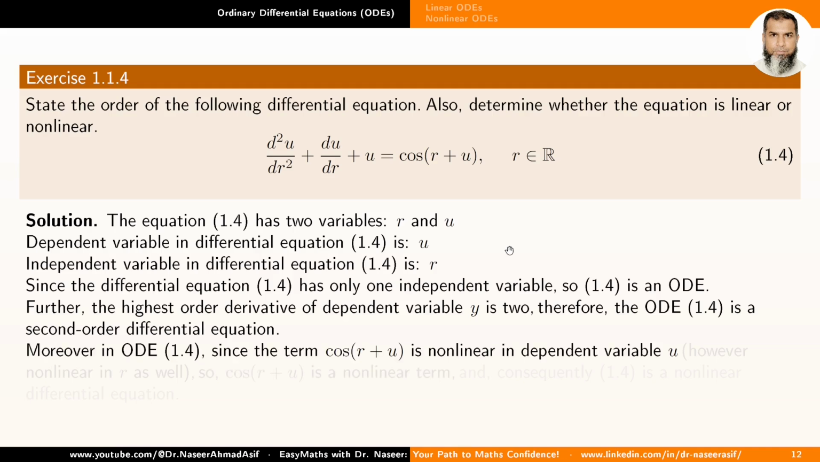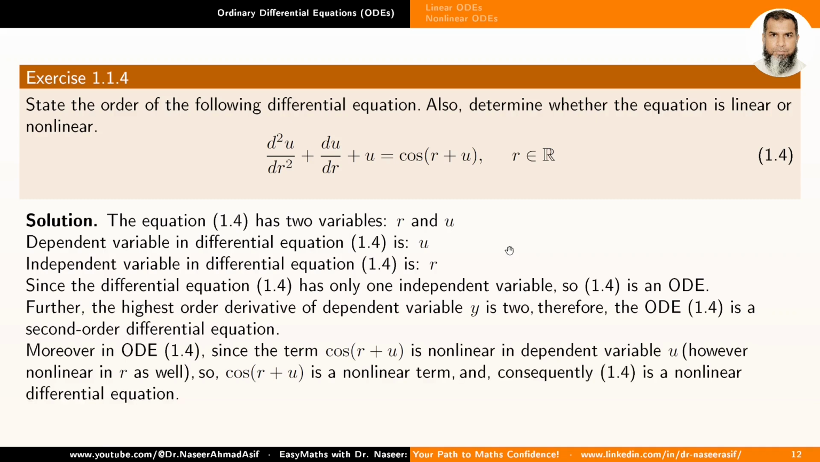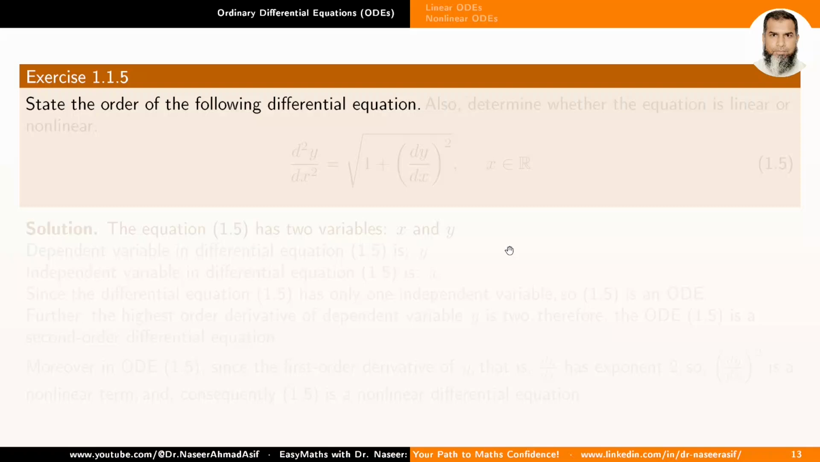Moreover, in ODE 1.4, the term cosine of (r plus u) is non-linear in the dependent variable, and non-linear in r as well. So cosine of (r plus u) is a non-linear term, and consequently 1.4 is a non-linear differential equation. Let's see another question.